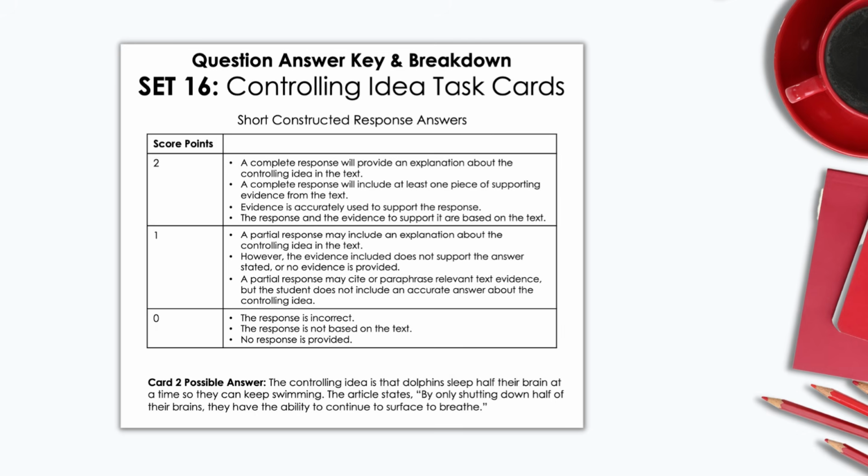"The controlling idea is that dolphins sleep half their brain at a time so they can keep swimming. The article states, by only shutting down half of their brains, they have the ability to continue to surface and breathe." So here it's short and simple, states the controlling idea, supports it with one piece of text evidence, and that could be 2 points.